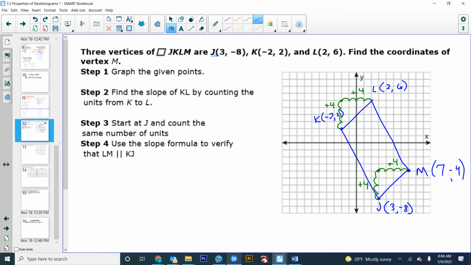Do you agree? Now, could we have done the same thing from, watch up here, from K to J, count down and over, and then use that same slope from L to M? Yeah, that's fine too. That's two perfectly fine options to solve that. Questions on that process? That's only if they say to find that missing coordinate, find the missing point to make it a parallelogram.